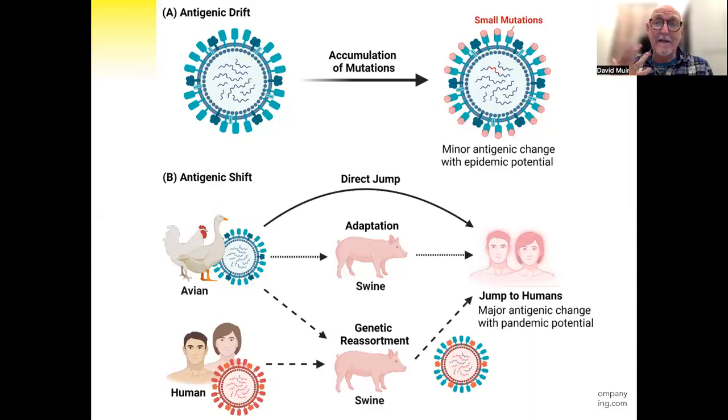And this happens over a yearly, 2-yearly basis. What happens is it usually begins in one part of the year, and it takes some time to make its way around the globe. And these are the cause of the yearly outbreaks of influenza.